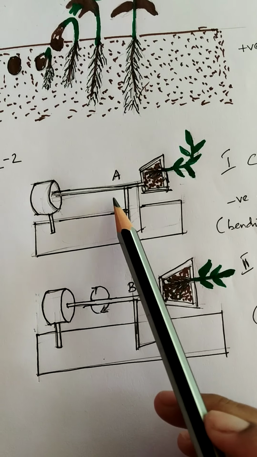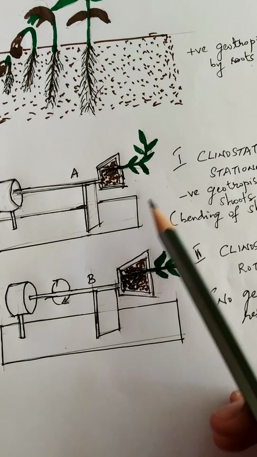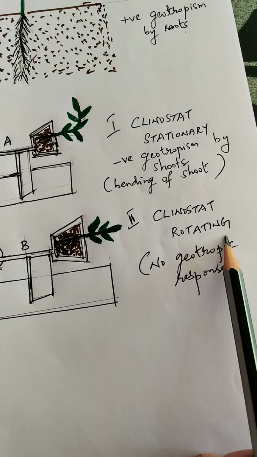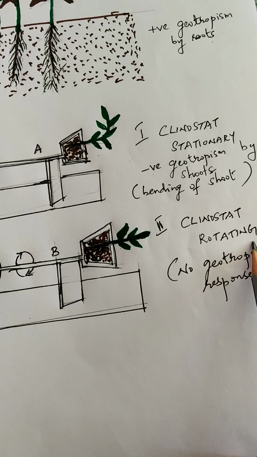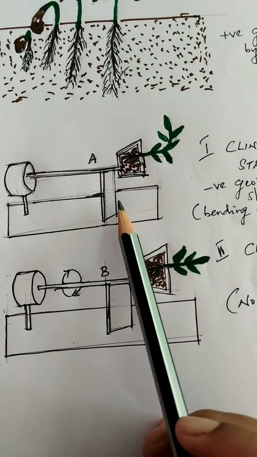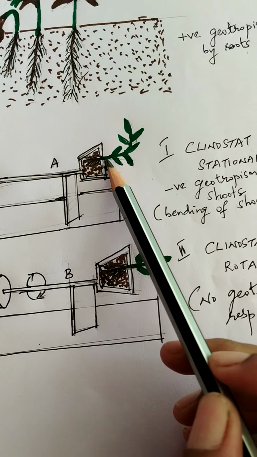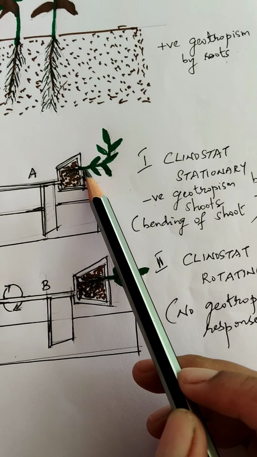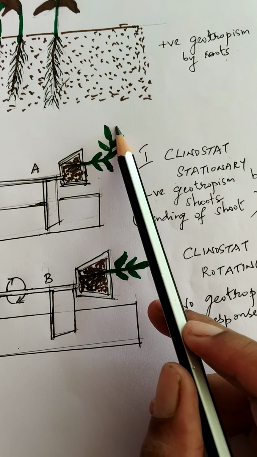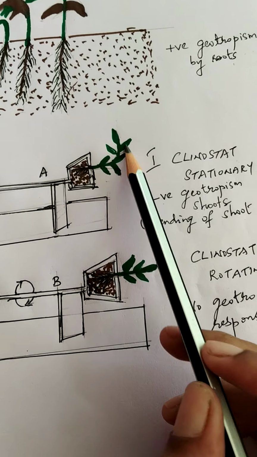In the first case, the clinostat is kept stationary. It is not allowed to rotate. But in the second case, the clinostat is allowed to rotate at a slow speed. After some time, we can observe that there occurs a bending of the shoot in the stationary clinostat, because the shoots start moving towards the source of light and away from the force of gravity.